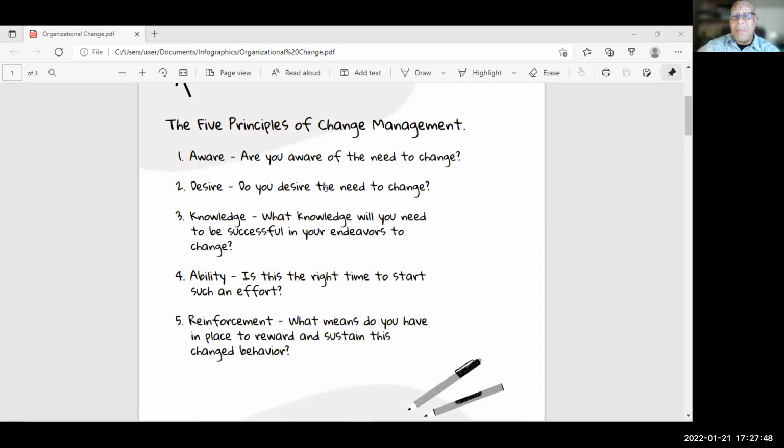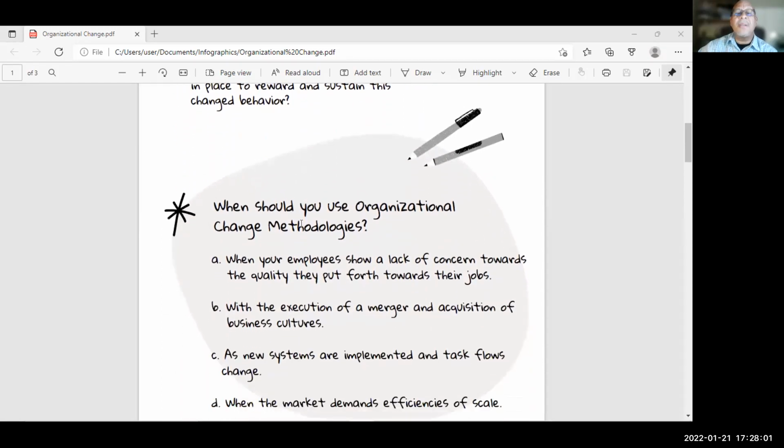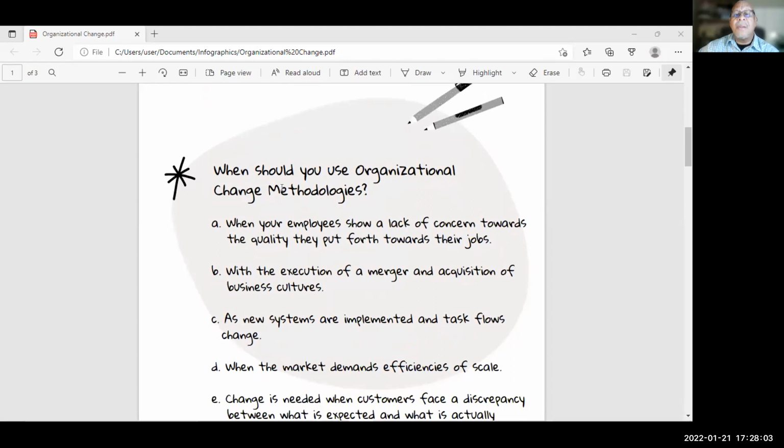And when we talk about behavior, we're really talking about people, which leads us to our second component, the significance, the need to support the people side. It's all about people, isn't it? Well, let's take a look. When employees show that there is a lack of quality in their work, that reflects a people side. When there is the execution of a merger and acquisition of a business culture, that reflects a people side.